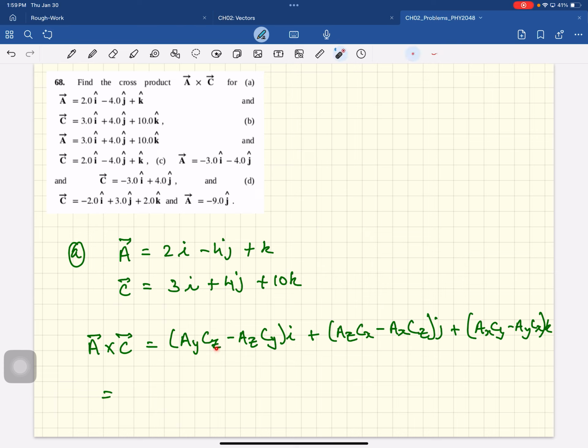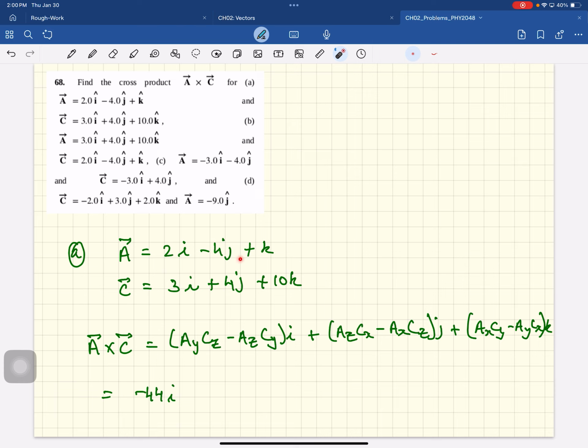So AY CZ minus that. So 40 minus 4, minus 44i. So when you write one below the other, when you do determinants, you will understand this. This is this minus that.